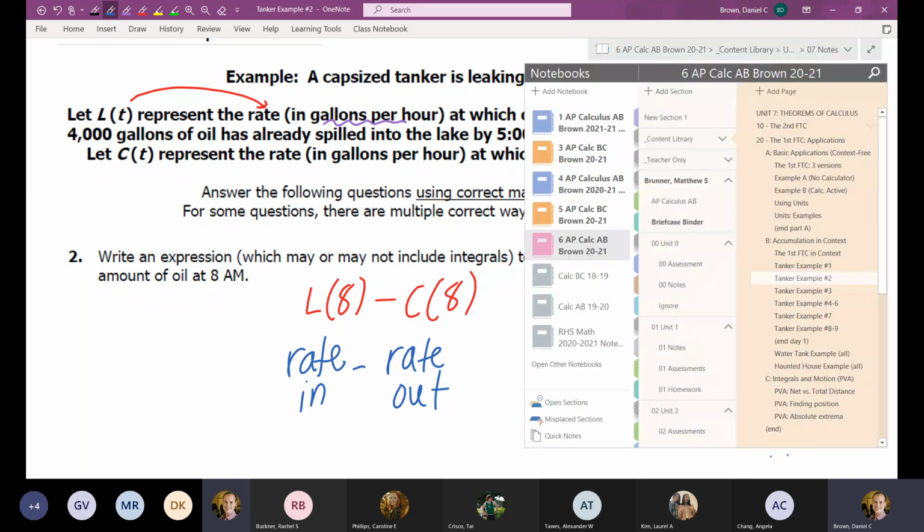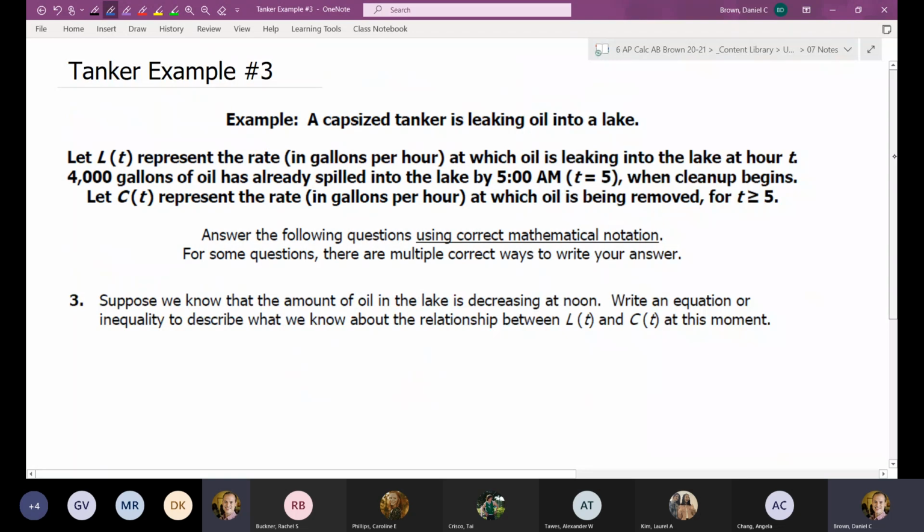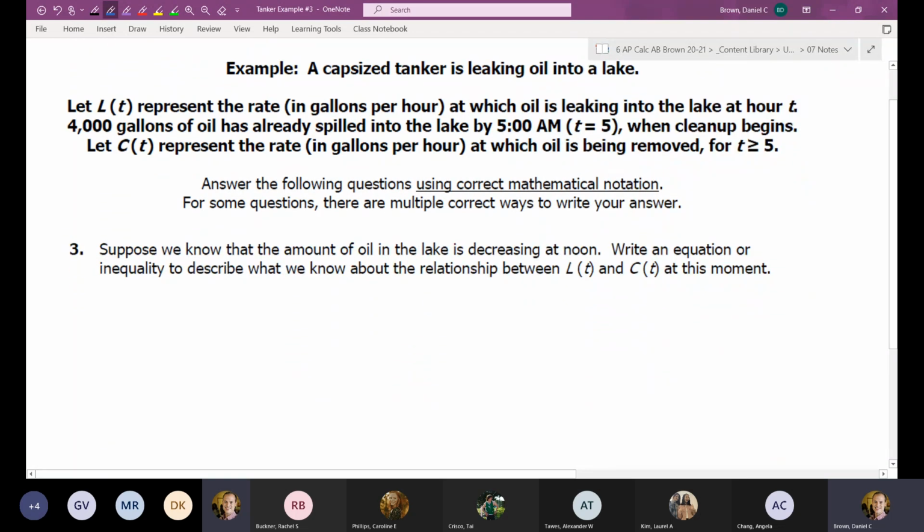All right, number 3, same situation. Suppose we know that the amount of oil in the lake is decreasing at noon. We want to write an equation or inequality to describe what we know about the relationship between L of t and C of t at this moment. So we're going to see a lot of problems where there can be more than one right way to write the problem. This one I can think of probably 3 different ways you could write it that would all be correct. There's one way that is very calculus based, but then other ways which are just pretty logical if you think about it.